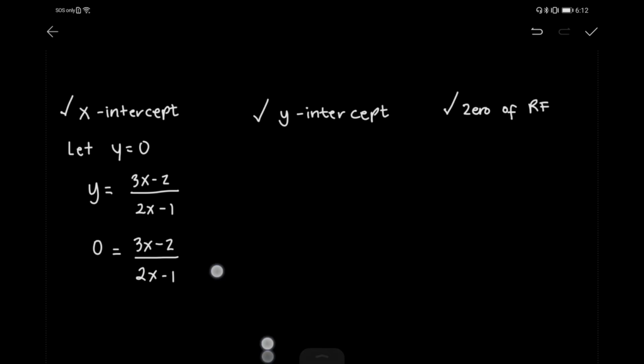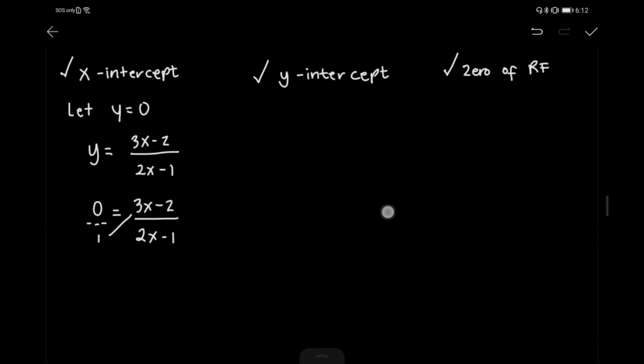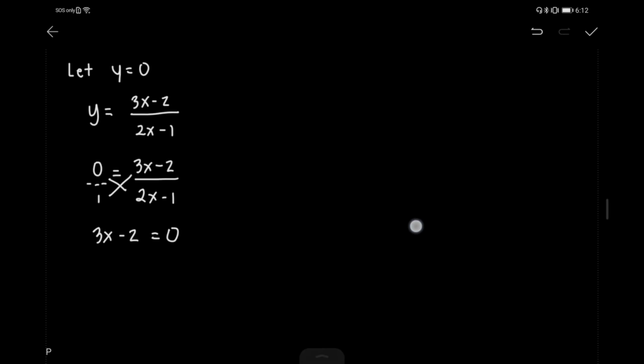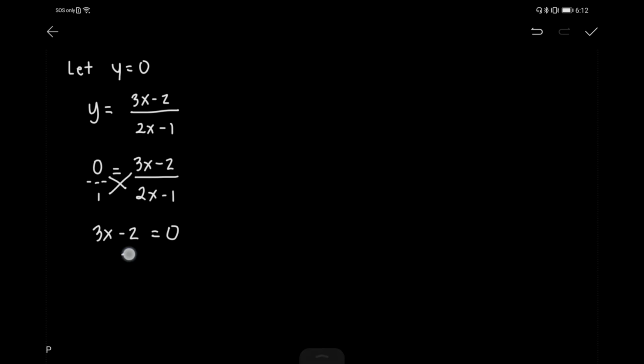Then cross multiply natin. So we have here 1 times 3x minus 2 is 3x minus 2. Then 0 multiplied by 2x minus 1, any number multiplied to 0 is equal to 0. Then solve for the value of x. So this is 3x, which is equal to positive 2. Then we have here, divide both sides by 3. So therefore, ang x value natin dito is equal to 2/3.